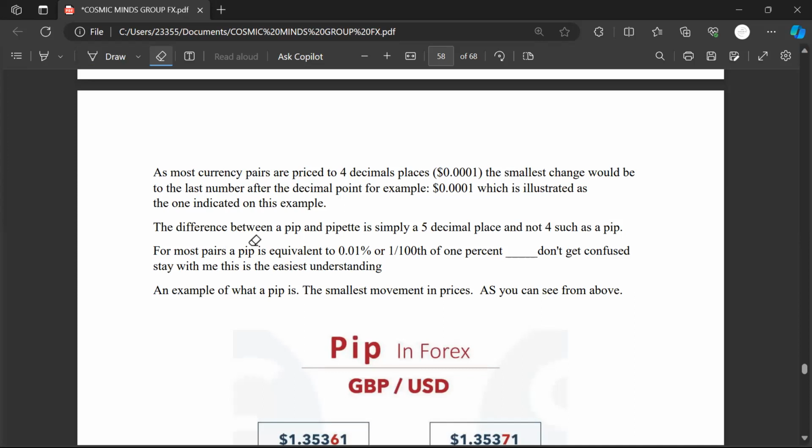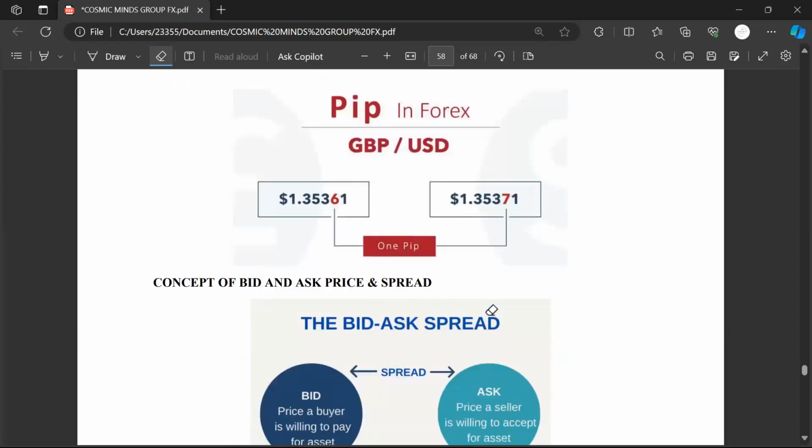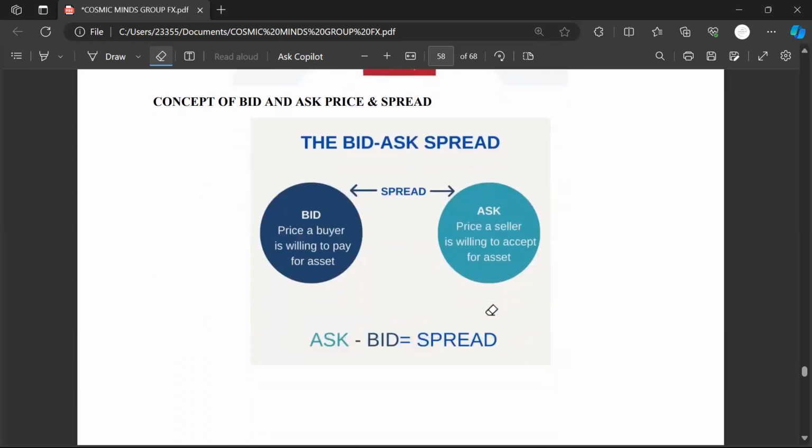Someone may ask, what if it is 2 decimal places? I think there's no special name for that. I don't know. In fact, I've never come across it. So for most pairs, a pip is equivalent to 0.01% or 1 out of the 100 of 1%. That's what we said. So don't get confused. Stay with me. It's easier to understand. So here, 1, 2, 3, 4, right? One pip. It's as simple as that.